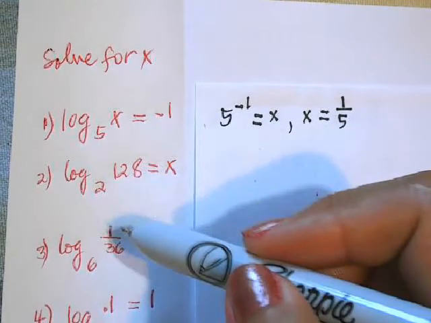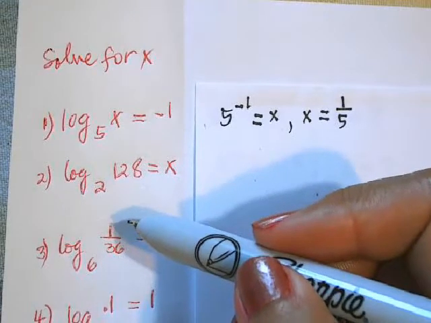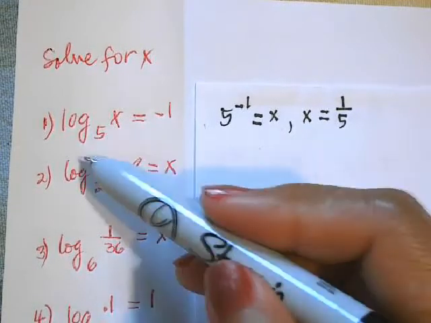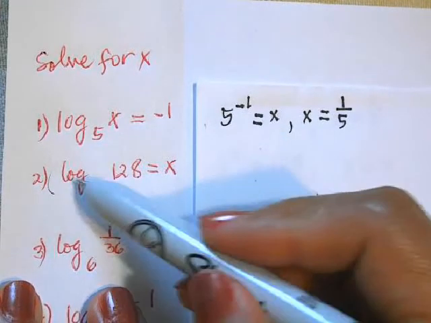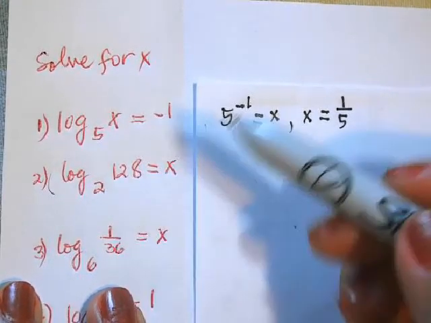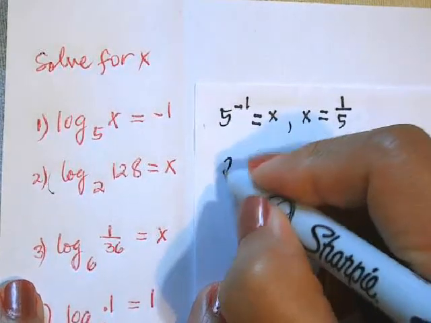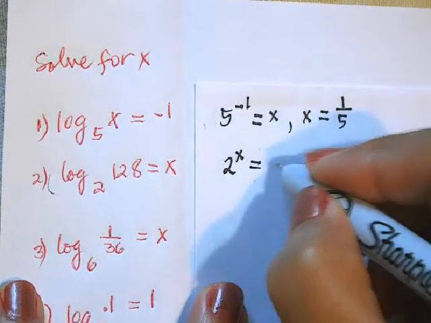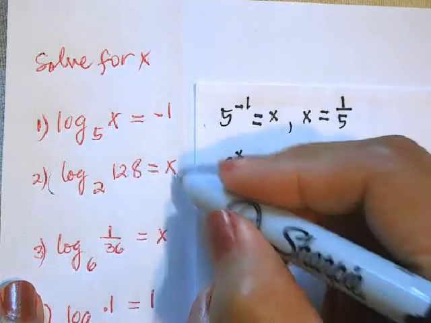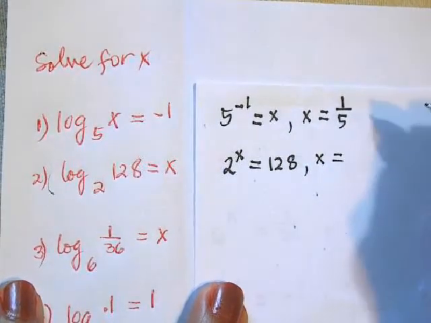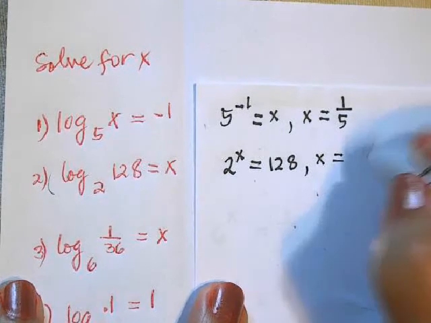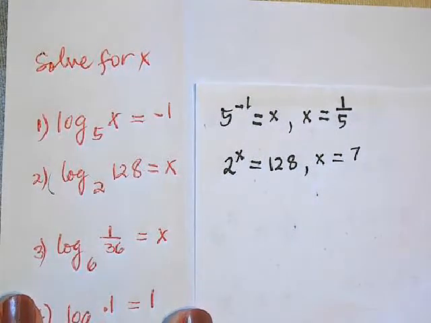You remember, you go this way. What exponent, instead of log, just read it as what exponent. They should have written it what exponent, but log means what exponent. What exponent of 2 gives 128? Or 2 to the x is 128. Therefore, x will be, how many times do you multiply 2? So that will be 7.